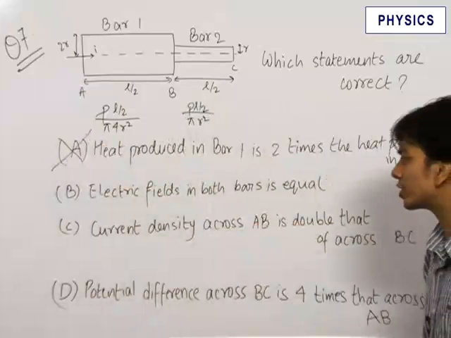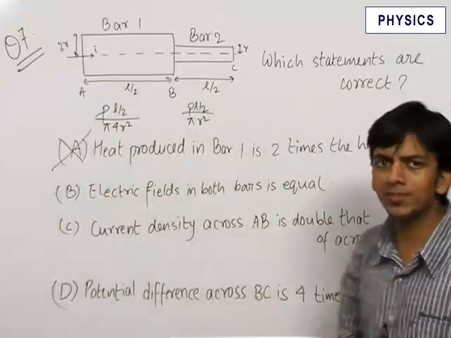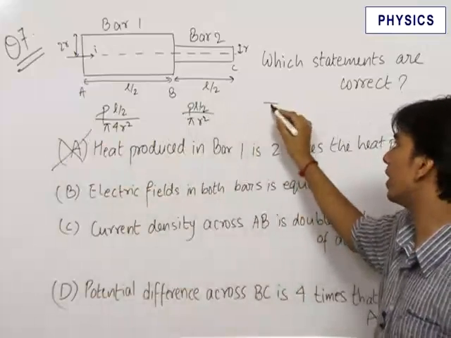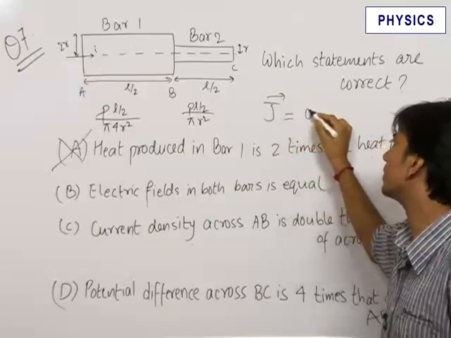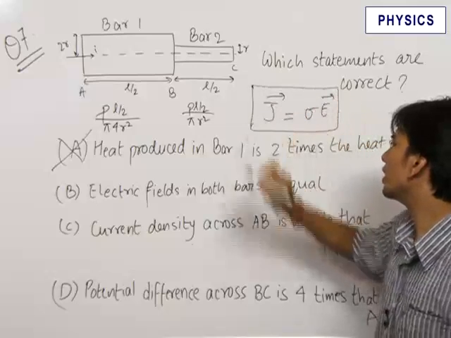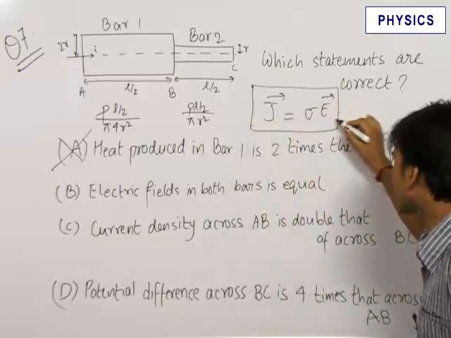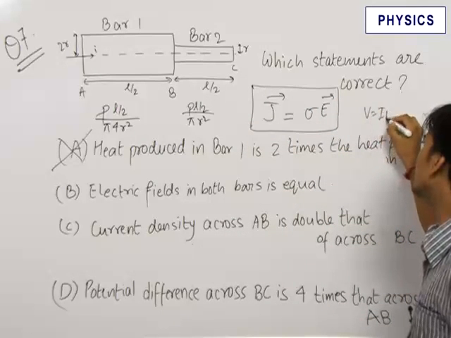Now look at the second option. We have electric fields in both bars equal. Now for solving this part, you should know this very important formula which students generally don't remember. This is J vector is equal to sigma into E vector. This is no special formula. This is just a derivative. This is just another form of Ohm's law, that is V is equal to IR.